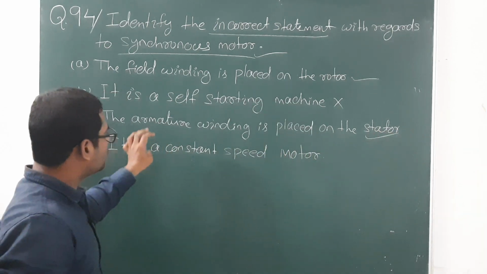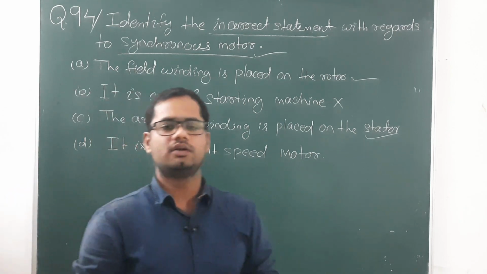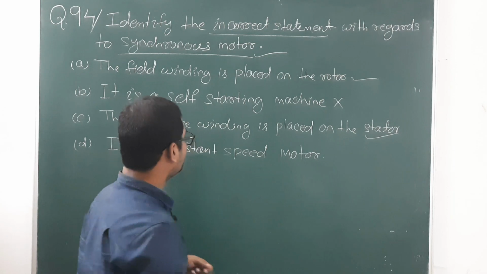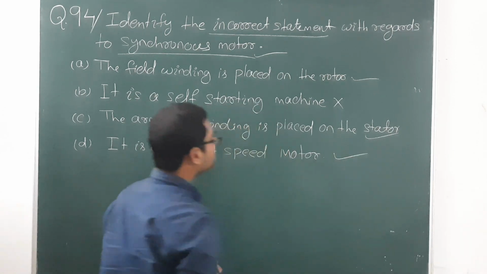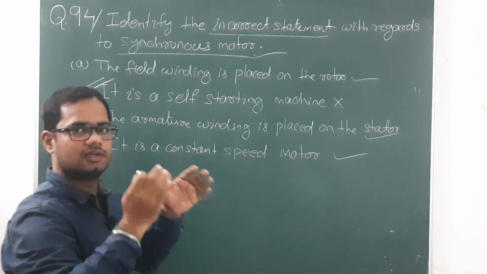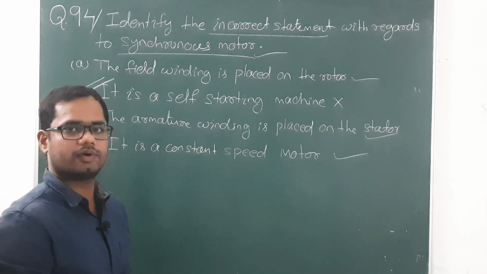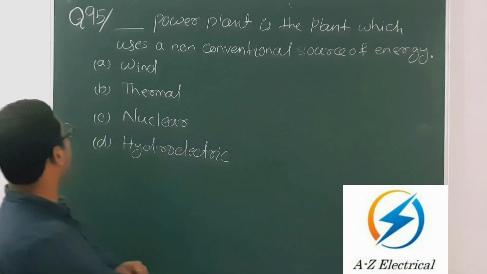Then it is a constant speed motor. Yes, this operates at synchronous speed, so it is a constant speed motor. So from these 4 options, option B will be the correct choice. This is not similar to the characteristics of the synchronous motor. Okay. So coming to the next question, question number 95.